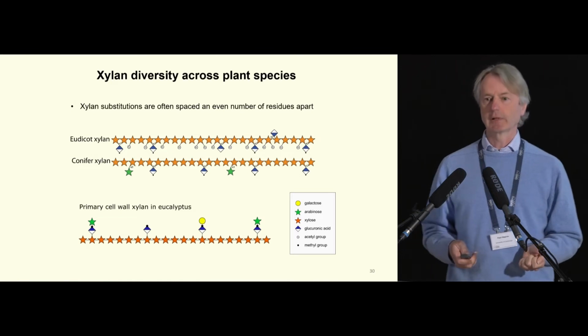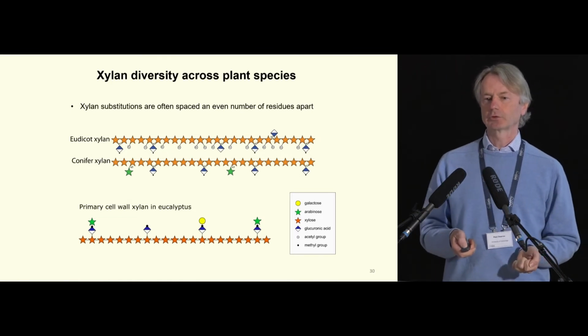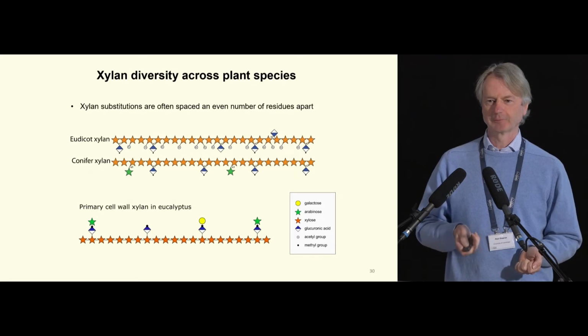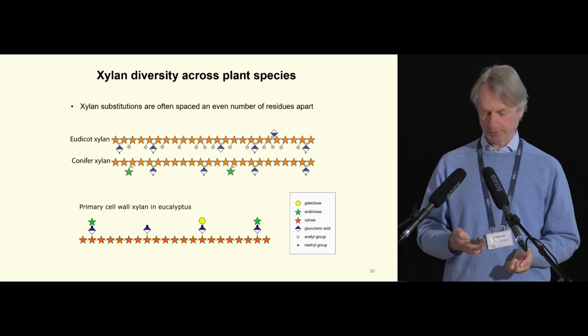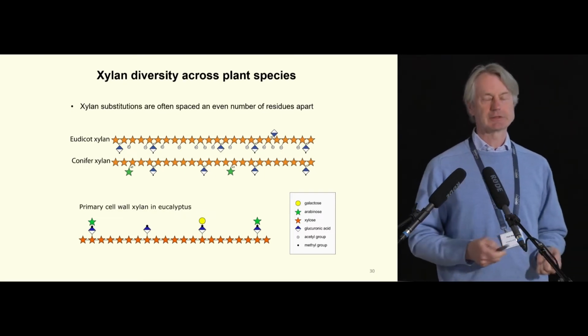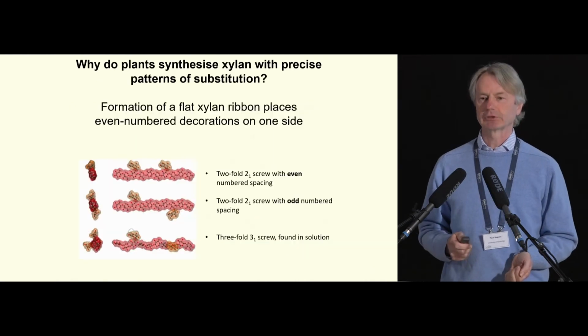And in conifers in particular, the glucuronic acid is nearly always precisely 6 xylose residues apart. This is not going to show. Here we go. So we always count 6 xylose residues apart. So why have plants evolved to put their sugar decorations in such precise positions?